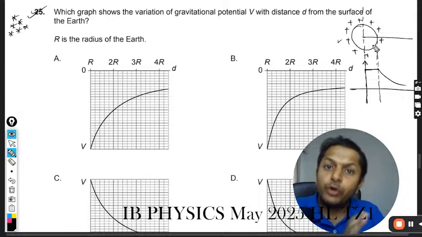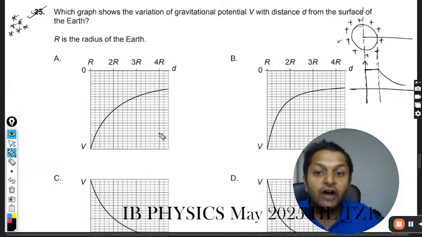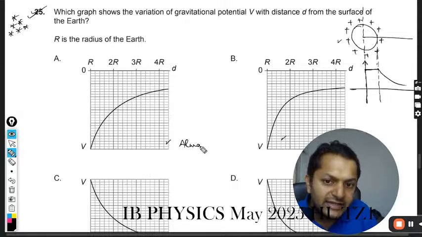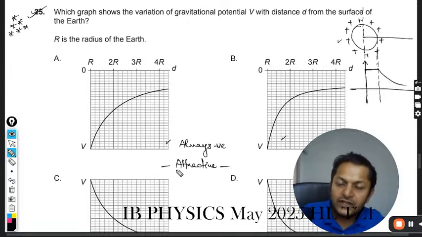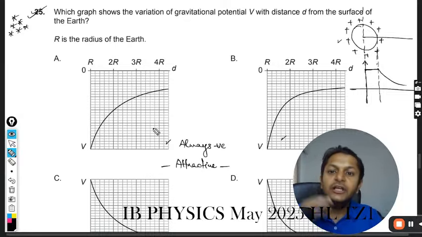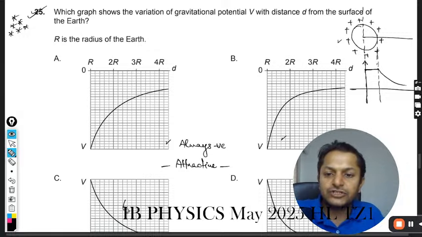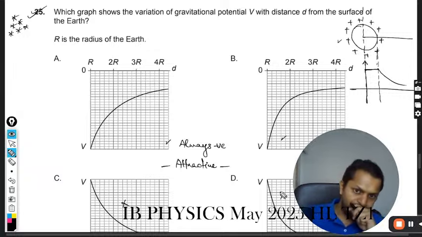Now in this case I have chosen a positive charge, so the graph is positive, but in the case of gravitation the graph is always negative. Why? Because potential is always negative. And why so? Because gravitation is only and only attractive in nature. It is never repulsive. Whenever the forces are attractive, you have negative force and negative potential. So the potential graph will always be negative. So C is wrong, D is also wrong, because these graphs are positive.